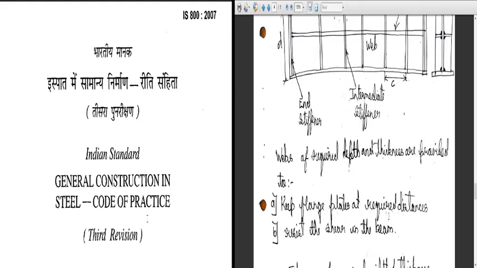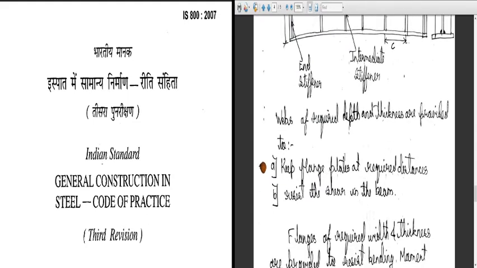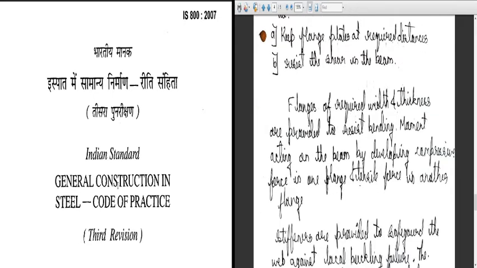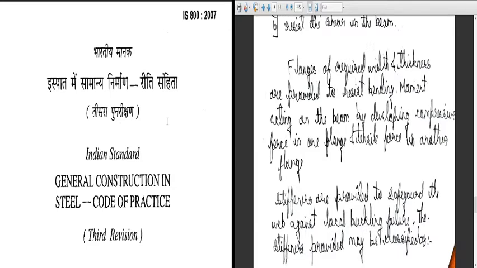So webs of required depth and thickness are provided. Why web? Webs are provided to keep the flange plates at required distances and to resist the shear in the beam. So remember this. Now flanges. Why flanges? Flanges of required width and thickness are provided to resist the bending moment. That means the flanges will resist the bending moment acting on the beam by developing compressive force in one of the flanges and tensile force in the other flange.